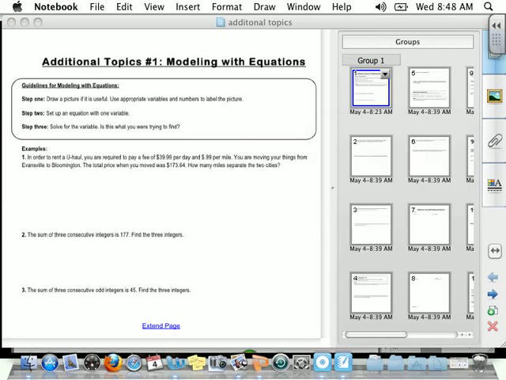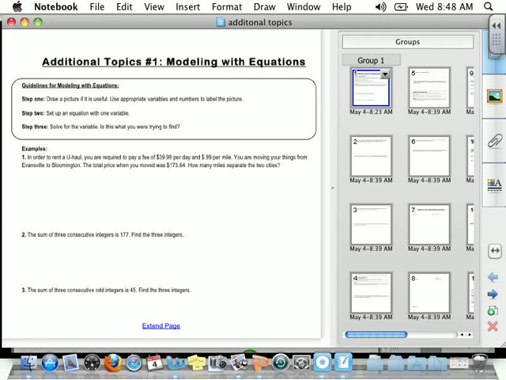Okay, additional topics number 1 is modeling with equations. So modeling, when you hear that as a math word, all that means is that you have like a story problem. So we're going to deal with story problems today. Okay, so guidelines for modeling with equations.